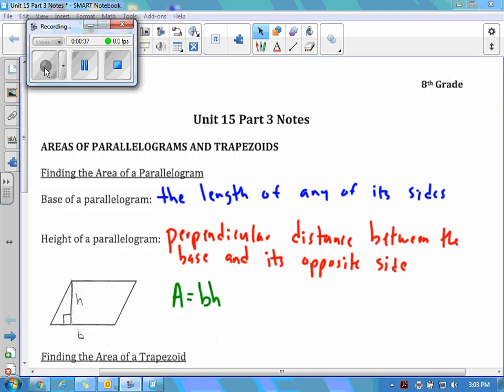So if you look at the drawing, we're going to say this bottom one is the base. The height then connects the base to its opposite side. So if we take a different side as the base, you could have then drawn a different height. So then to find the area, it's really easy. We're just going to do the base times the height.